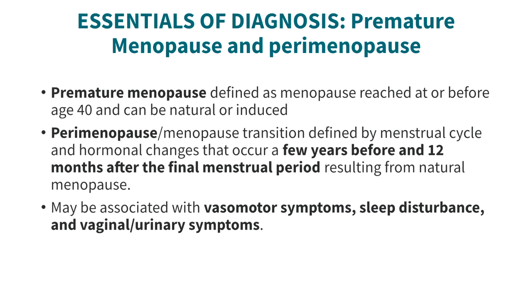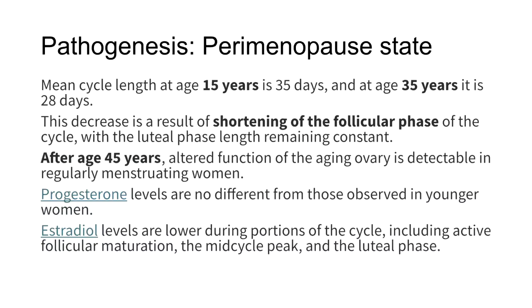Perimenopause, or menopause transition, is also defined by menstrual cycle irregularity and hormonal changes that occur 4 years before or 12 months after the final menstrual period. That perimenopause period is going to be characterized by vasomotor symptoms like hot flashes, insomnia, dryness of the vagina, and also urinary symptoms with infections.